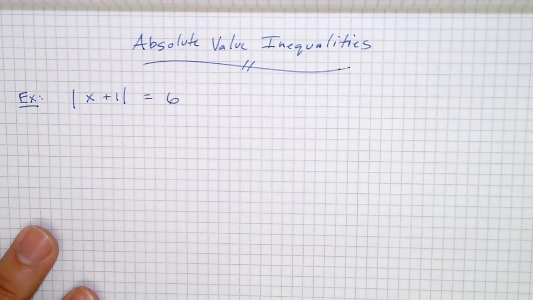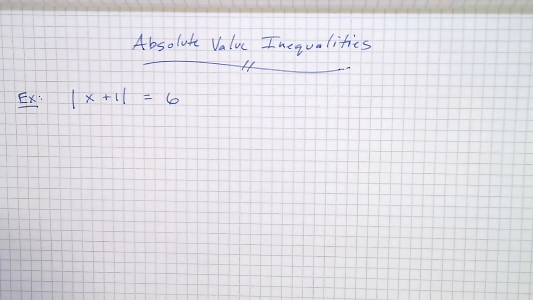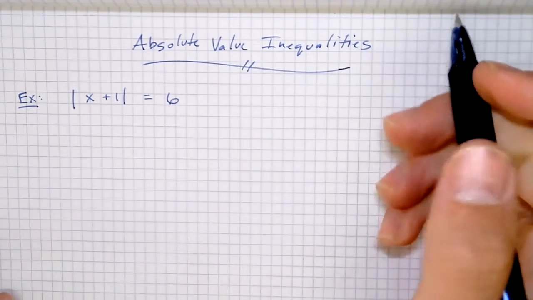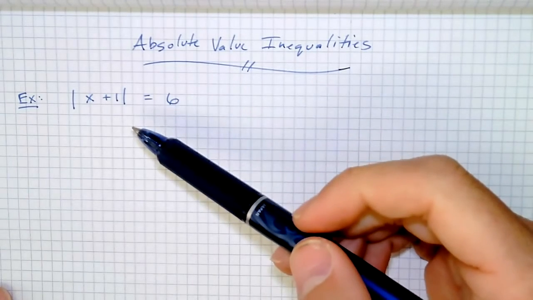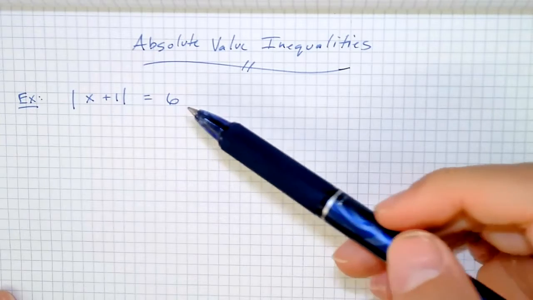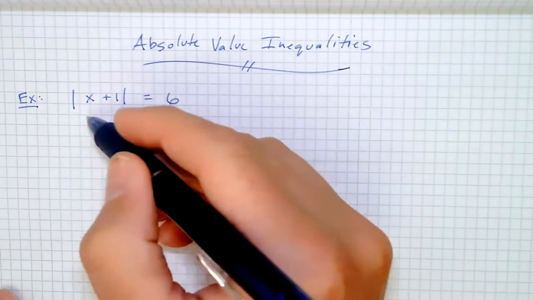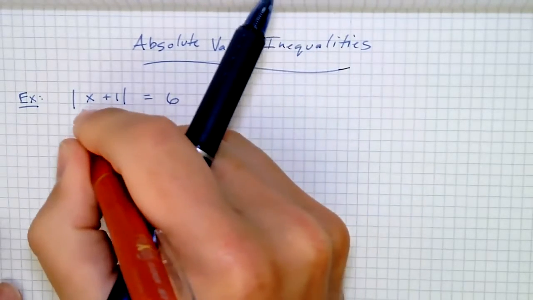All right, so before we focus on inequalities, take a look at absolute value equations. Remember, absolute value is your distance from 0 on a number line. So here we have the absolute value by itself: absolute value of x plus 1 is equal to 6. So what are the two numbers that x plus 1 could equal?